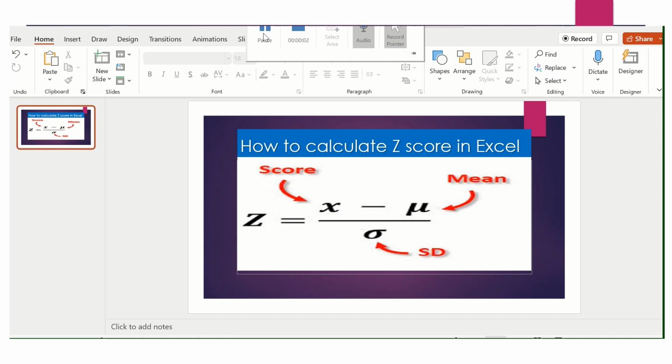Hi friends, today's topic is how to calculate Z score in Excel. In Excel, how can we calculate the Z score?